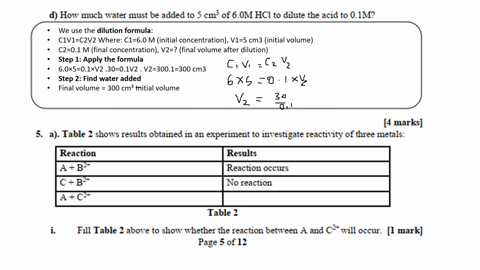So the final volume is this one, but this includes the added water and the first volume. So the water added, therefore, is going to be the final volume, 300, minus the given volume, which is 295.